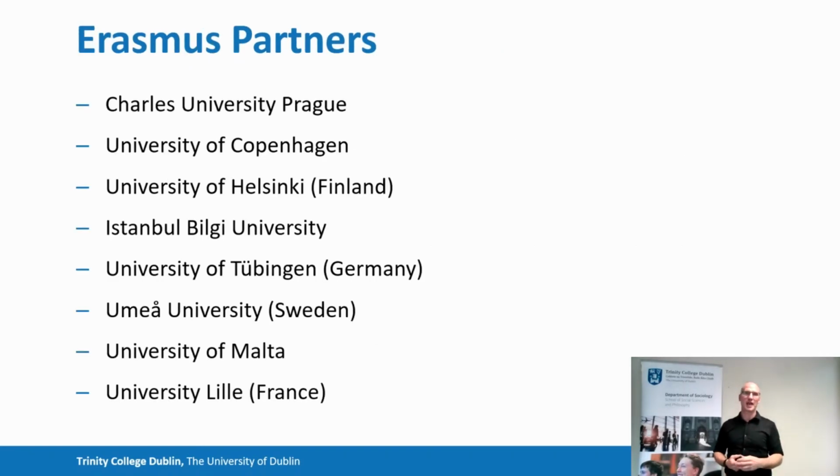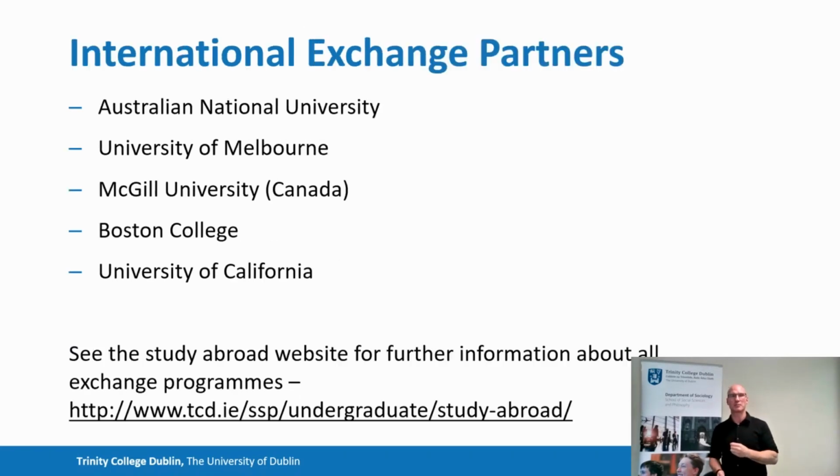Here are the Erasmus partners that we have in Europe. So Charles University in Prague, the University of Copenhagen in Denmark, University of Helsinki in Finland, Istanbul Bilgi University in Turkey, University of Tübingen in Germany, Umea University in northern Sweden, University of Malta, and University Lille in France. All exceptional institutions in their own right that provide the kind of sociological training that we believe is worth taking up and that parallels many of the types of modules that we would operate in Dublin.